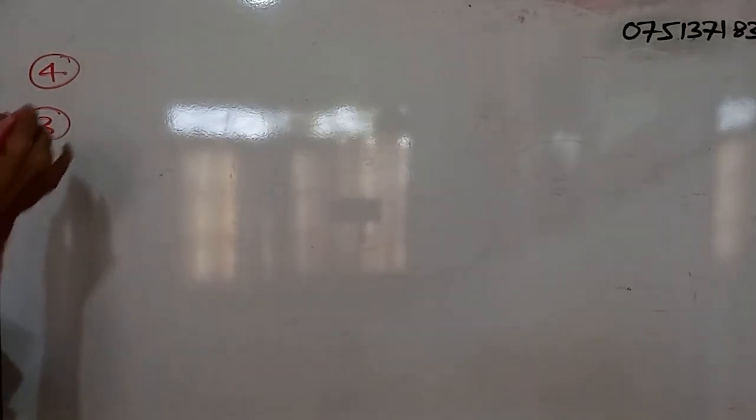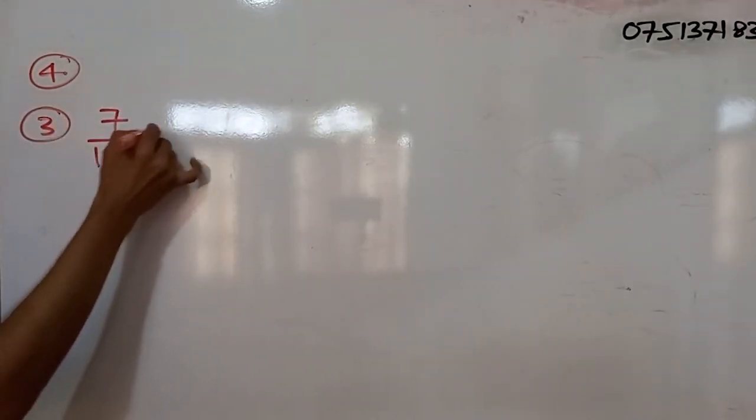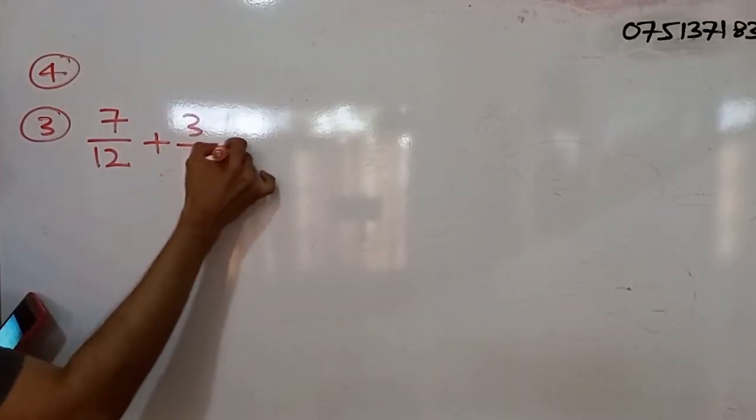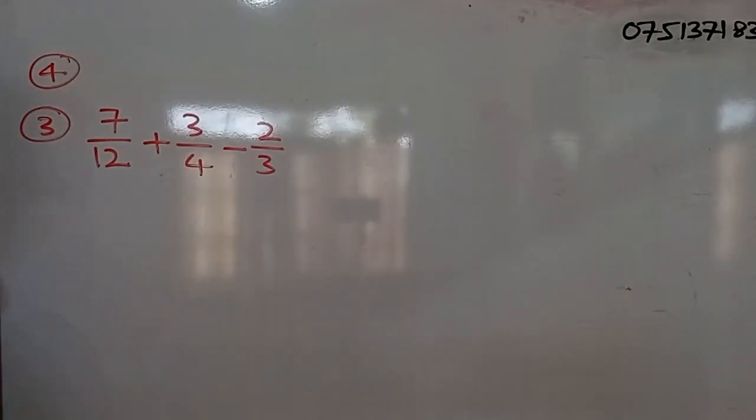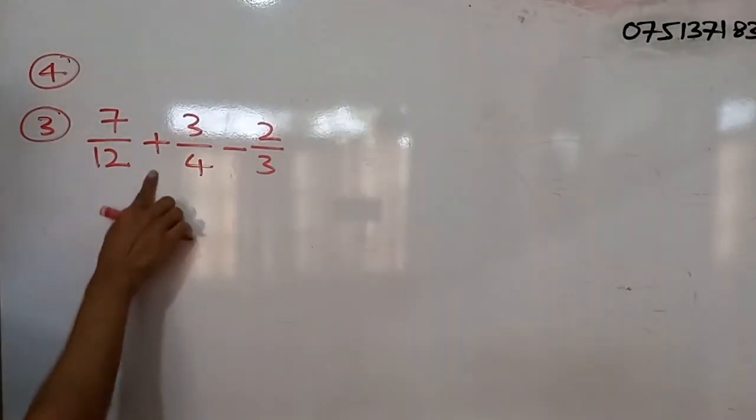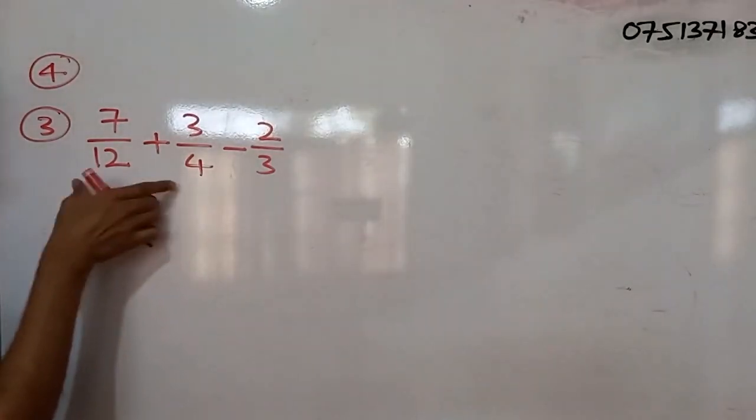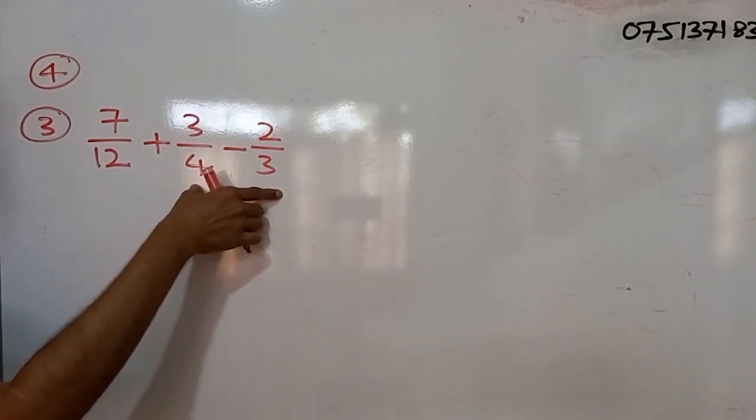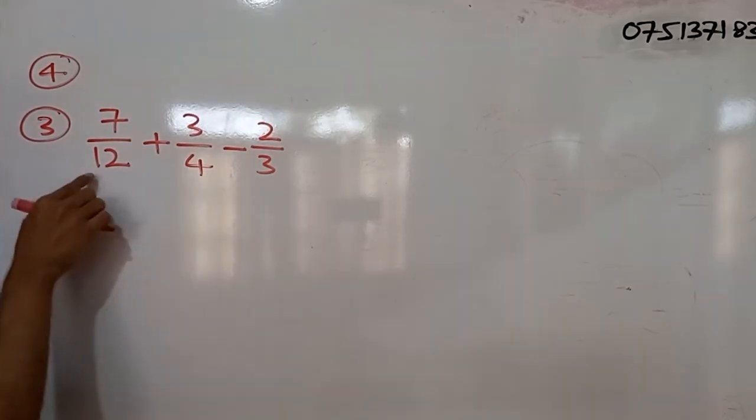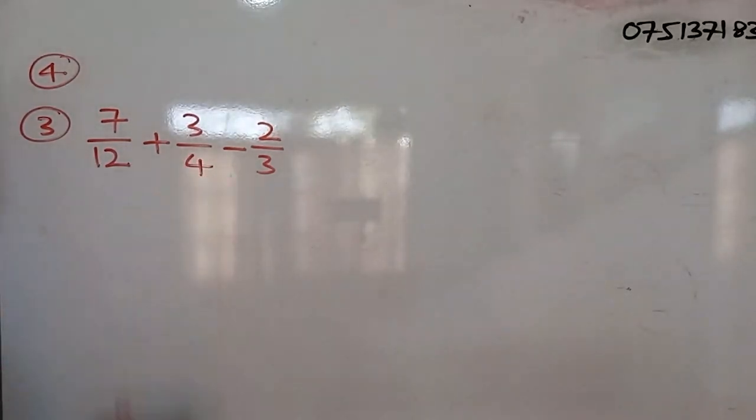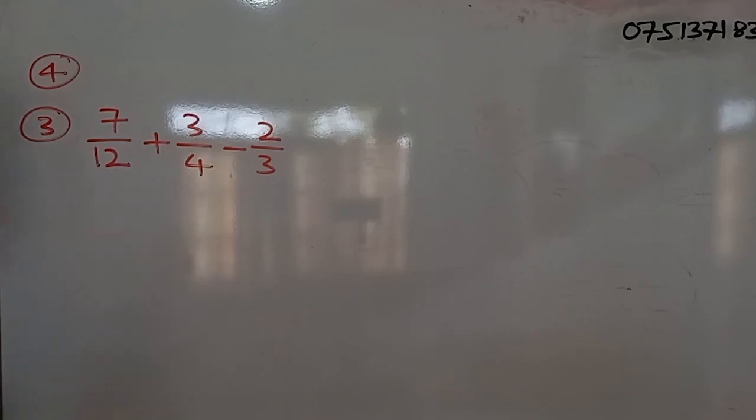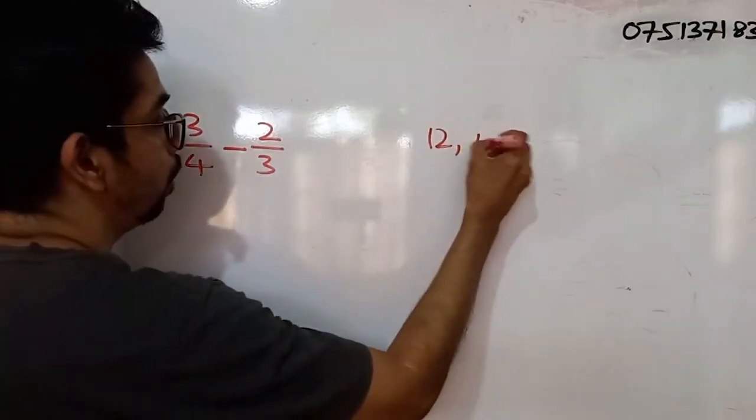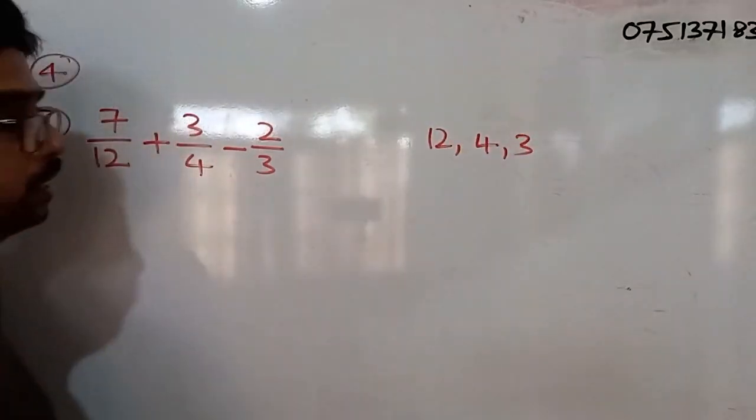Okay, the third part. So there we have 7 by 12 plus 3 by 4 minus 2 by 3. So here between the first two fractions we have an addition, and between these two fractions we have a subtraction, right? But what's the most important thing? The denominators are not the same, right? So just as before, we have to calculate the least common denominator. So if we take the numbers 12, 4 and 3, what is the least common denominator?